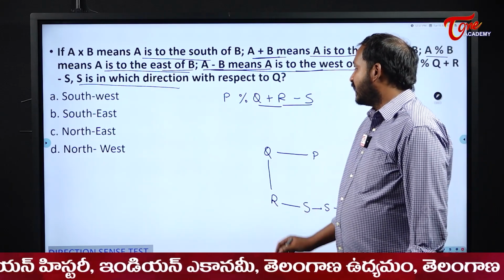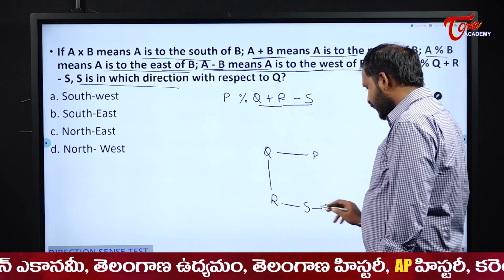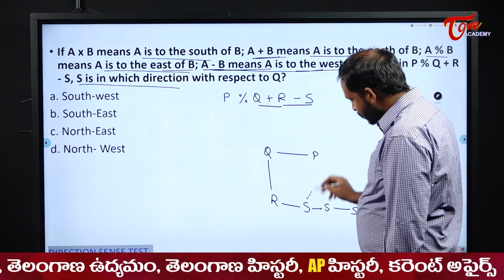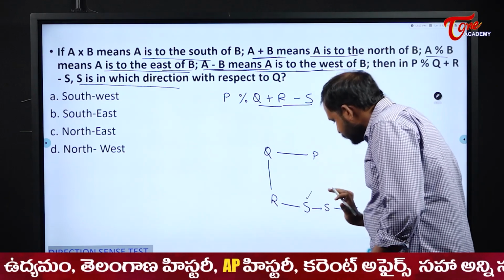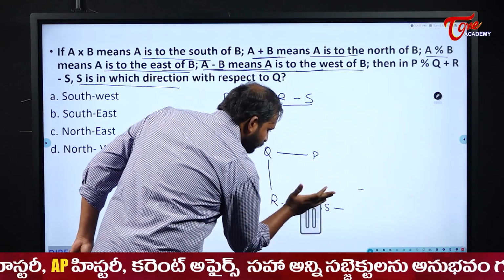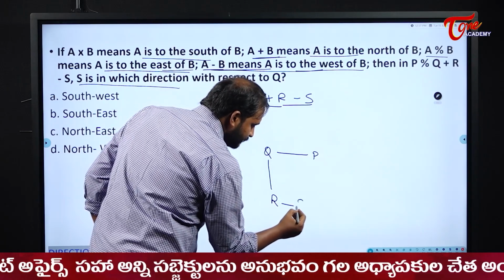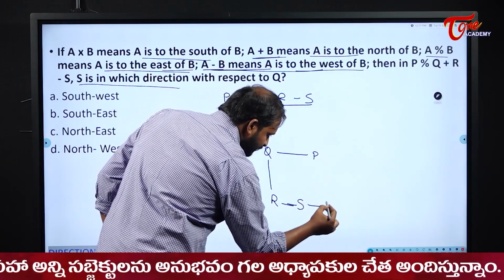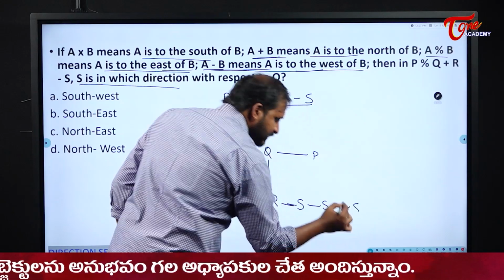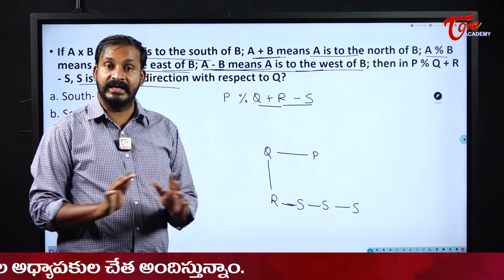S is in which direction with respect to Q? Whatever the direction it is, S can be here or it can be in parallel. What it means to say is, with respect to P, S can be here, or S can be straight with P, or S can be here. Three chances are there. With respect to P, I cannot tell the position of S at any cost.